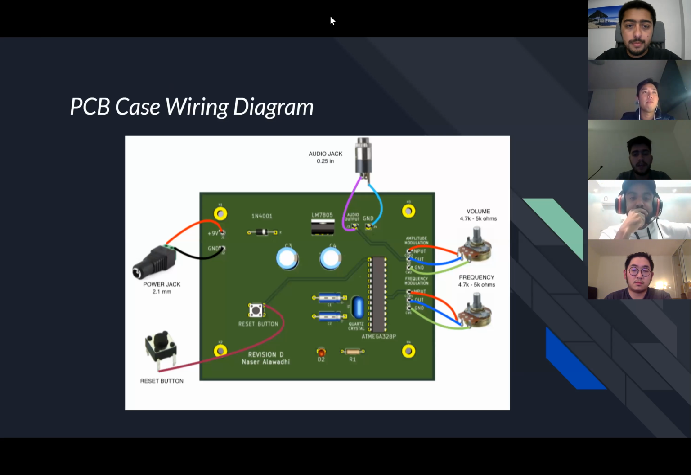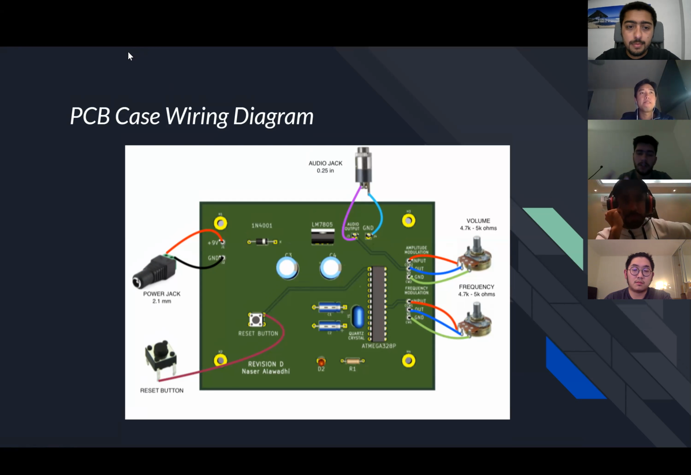And this is the case wiring diagram of our project. This was designed to know exactly where the external components will be connected on the PCB board. The external design of the device will include a power jack for the power source, as well as an audio jack for the speaker that is used to test the outputted tones. More so, it has two potentiometer knobs, where one is used to control the pitch of the sound in order to change the frequency signal, and the other is used to adjust the volume of the sound.